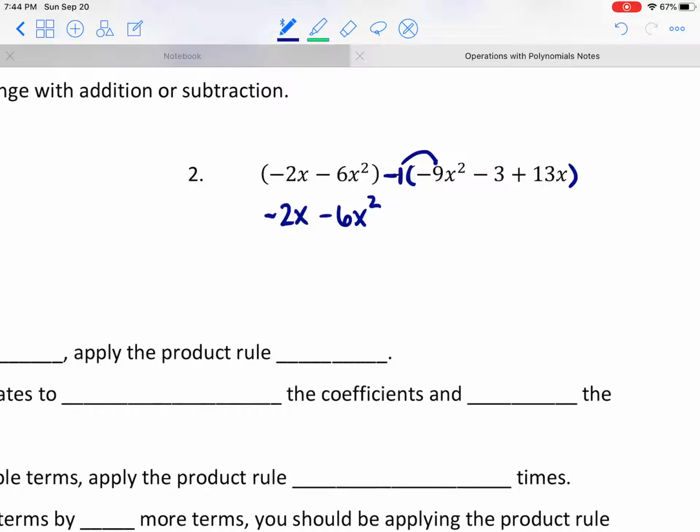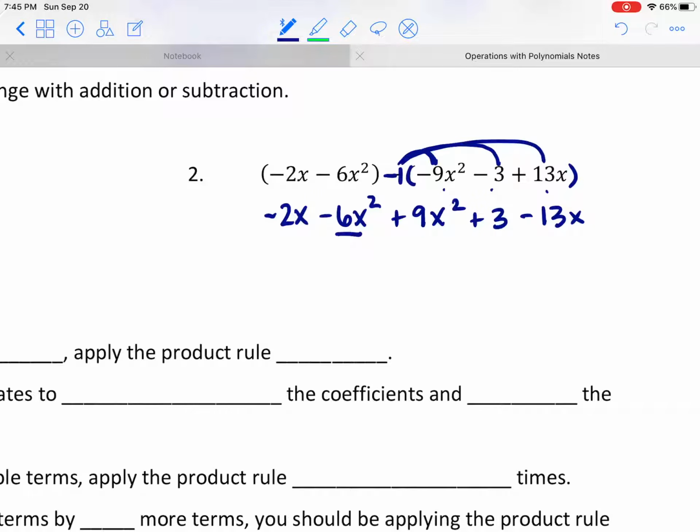And if I multiply by a negative, what happens? Well, that negative times that negative makes a positive 9x squared. And that negative 1 times that negative 3 makes a positive 3. And when that negative 1 multiplies by that positive 13x, it makes it a negative 13x. So if it's a subtraction problem, be sure to distribute that subtraction, which is like multiplying by negative 1. And basically what happens when you multiply by negative 1 is all of the signs change. This became positive, and this became negative.